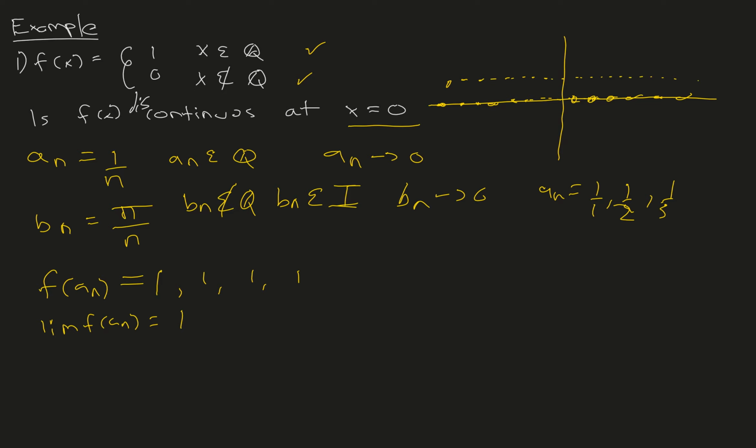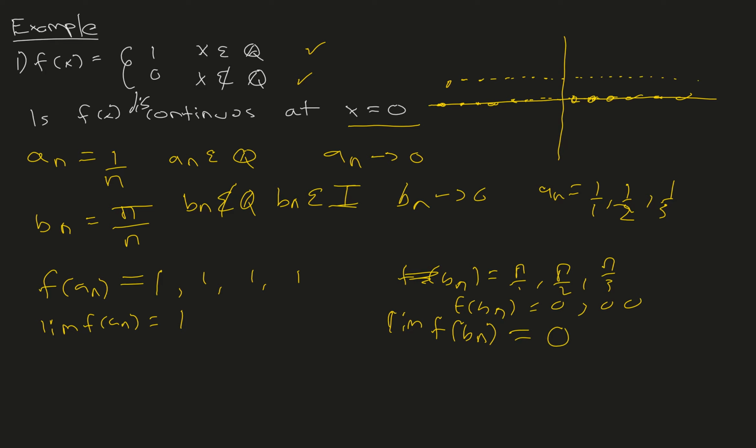And f of bn is evaluated at pi over 1, pi over 2, pi over 3, and we always have an irrational number there. I'm sorry, this is the sequence bn, and f of bn will always be equal to 0, 0, 0. So the limit of f of bn is equal to 0.